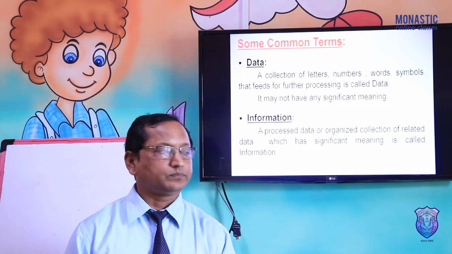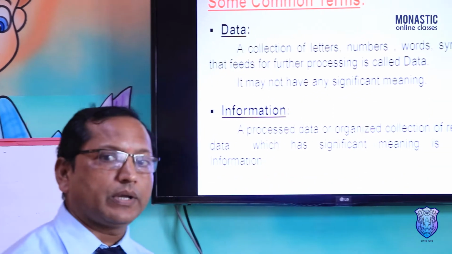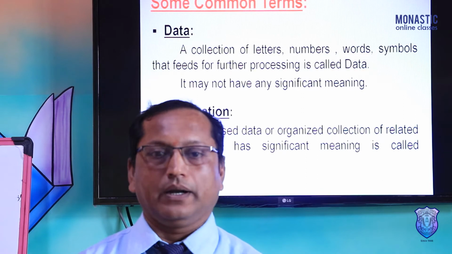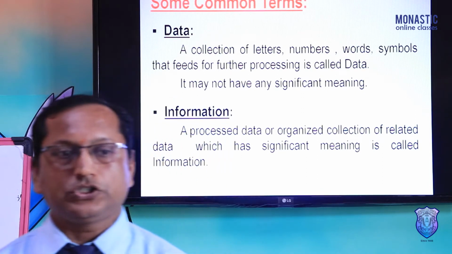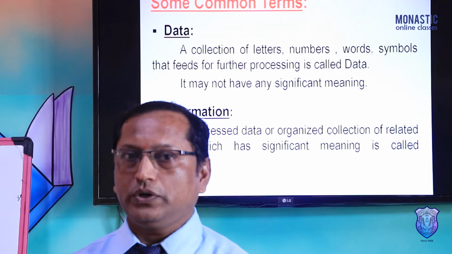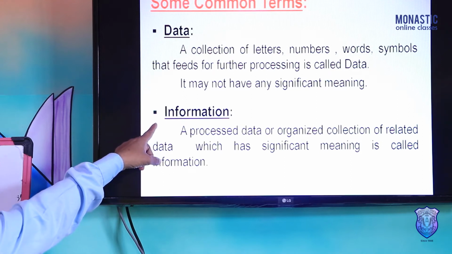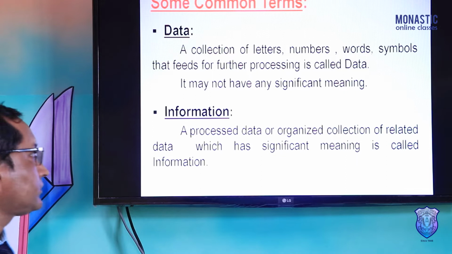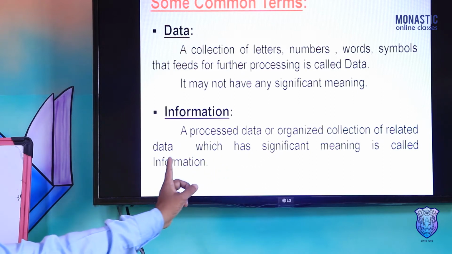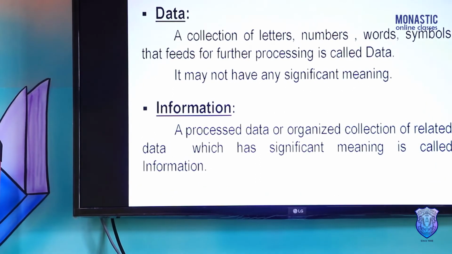The next important topic is information. Simply you can say that the processed result is called information. Data is instruction, as I told you in the beginning. Data means input and information is output. So the processed result is called information. The complete definition: processed data or an organized collection of related data which has significant meaning is called information.